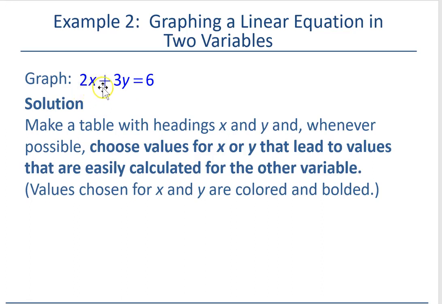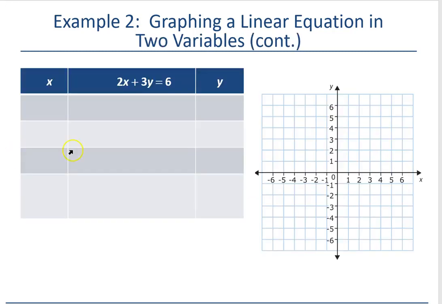Graph 2x plus 3y equals 6. As it says here, solution, make a table with the headings x and y, and whenever possible, choose values for x and y that lead to values that are easily calculated. Let me come over here. Notice, there's a little chart here. Whenever I do mine, I usually just do x and y together, and I'll calculate off to the side. But honestly, it's truly up to you however you want to do it. It's whatever you think is most simple.